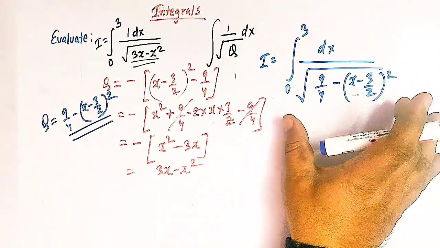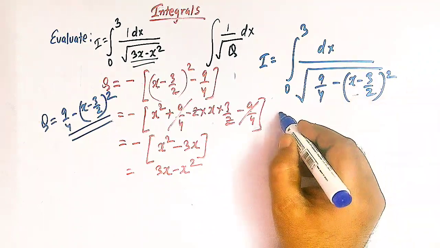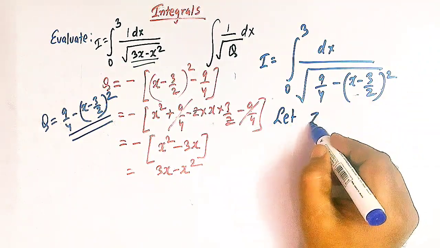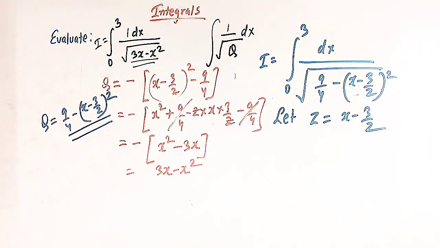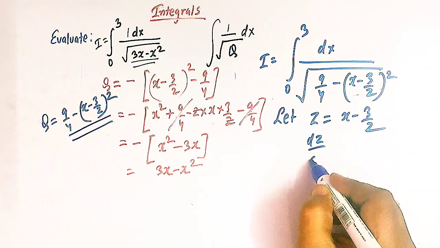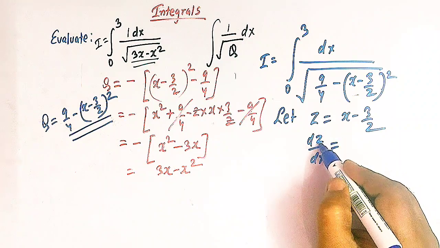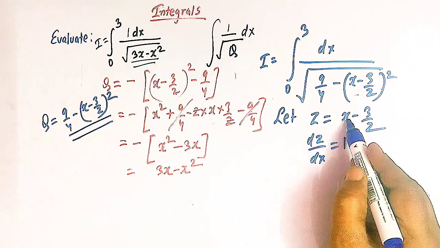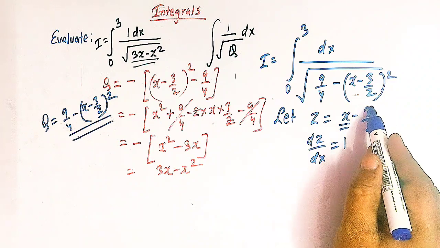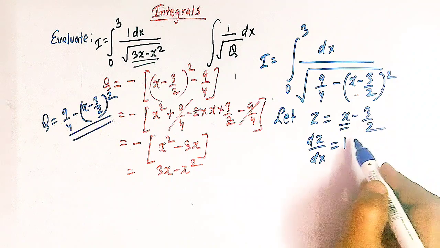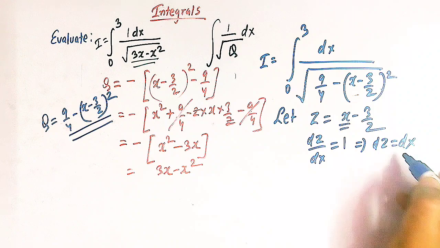So now to move further, we will make use of the method of substitution. Let us take a new variable z equal to x minus 3 by 2. Differentiating z with respect to x, we have dz over dx equal to 1, because the derivative of x with respect to x is 1 and the derivative of 3 by 2, being a constant, is 0. So we have dz equal to dx.